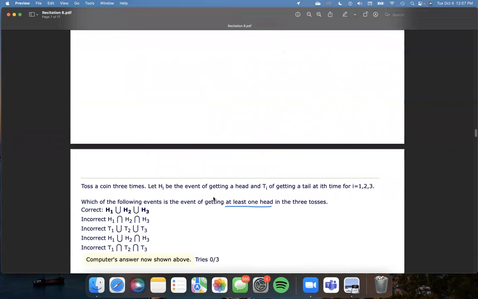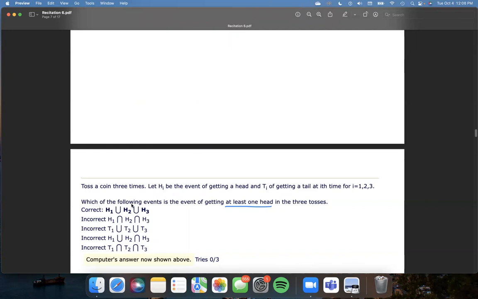Next is toss a coin 3 times. Let Hi be the event of getting a head and Ti be the event of getting a tail at the ith time, for i equal 1, 2, 3. So if, let's say, we had H1, that means we got a head on the first coin toss. If we had T1, that means on the first coin toss we got a tail.